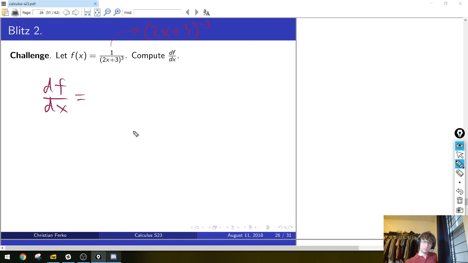I guess we can break this into two functions where g of x equals 2x plus 3 and h of x equals x to the power of negative 3. Yeah, that's perfect. So the outer function is x to the minus 3, and the inner function is 2x plus 3, and this is the composite of them. Good. So, how do you chain that bad boy?